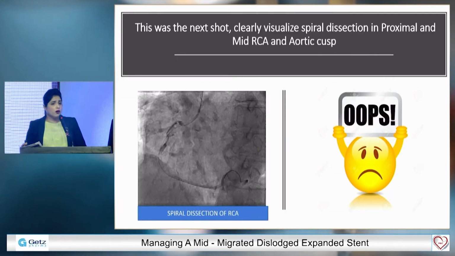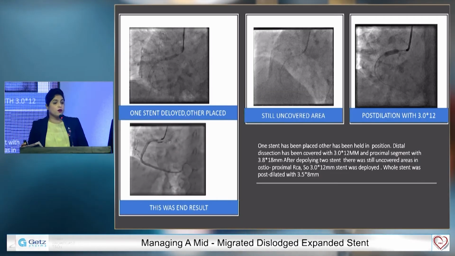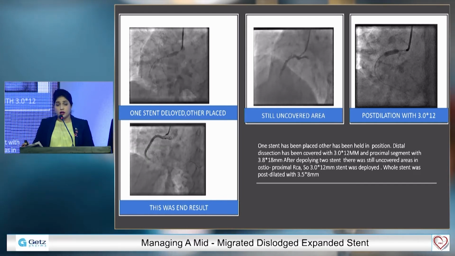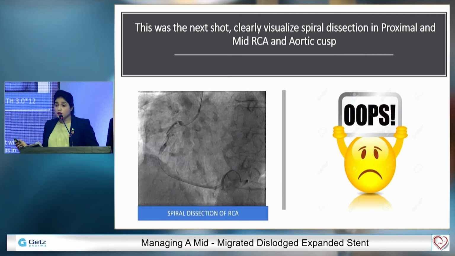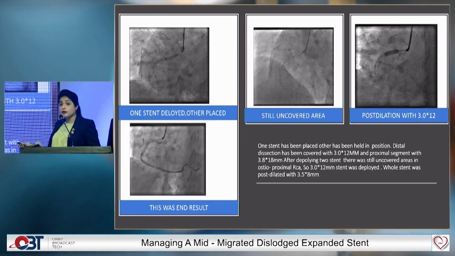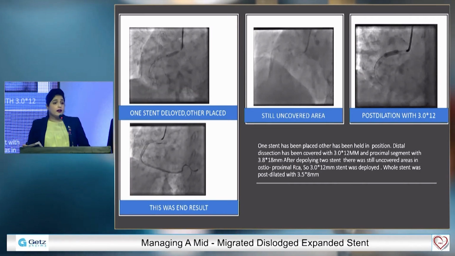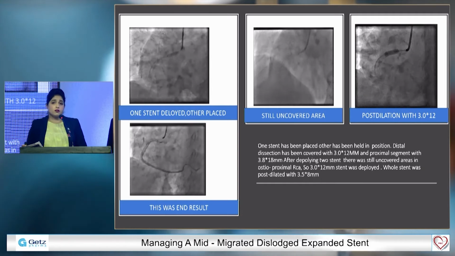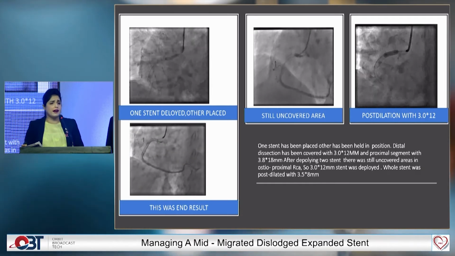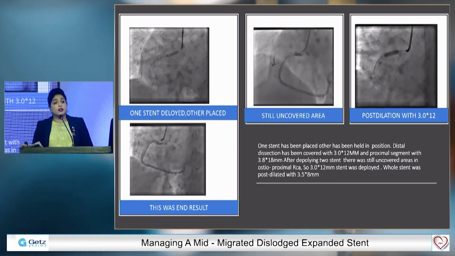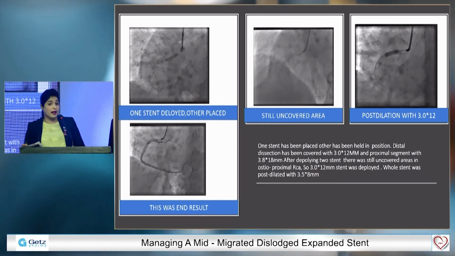When we took the next shot, we saw that there was a spiral dissection in the RCA, extending from the proximal to mid, right into the right aortic cusp. So our plan was to basically fix the dissection. If you could see at the top of the screen, we planned to occlude the distal part of the dissection first, and a 3.0 x 18 stent was deployed, and you could see that the 3.0 x 18 stent is in place.